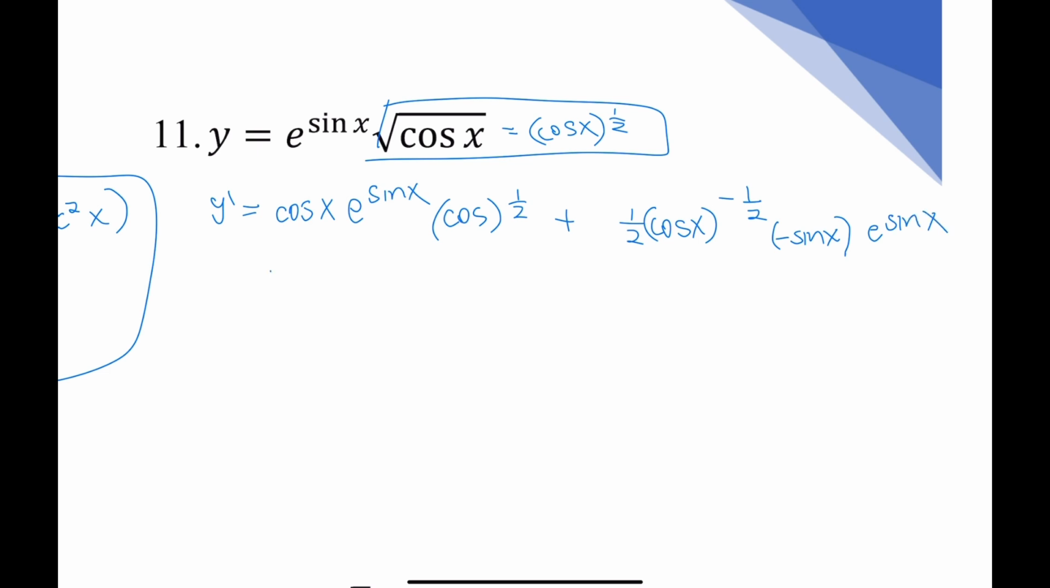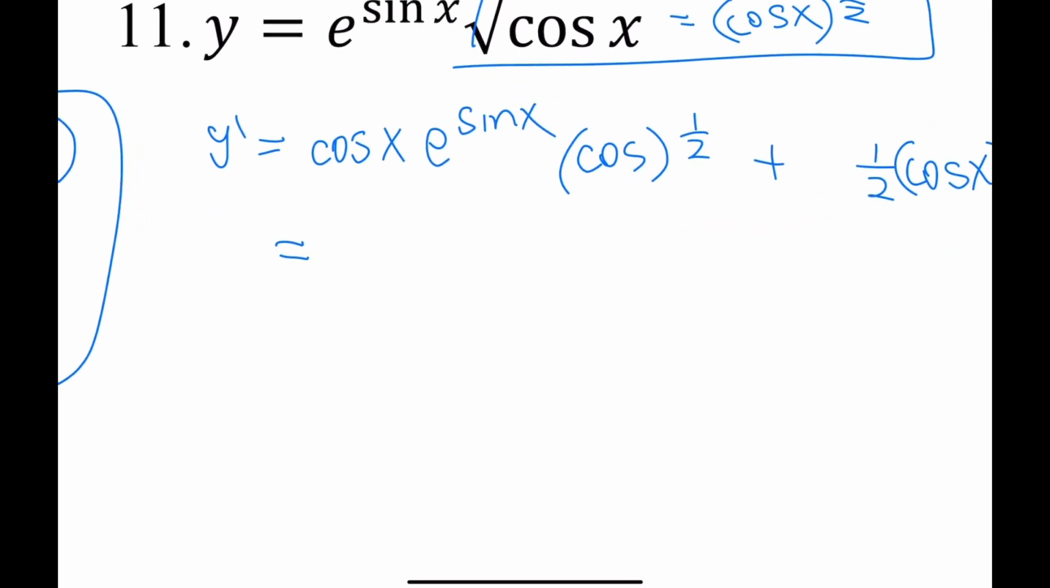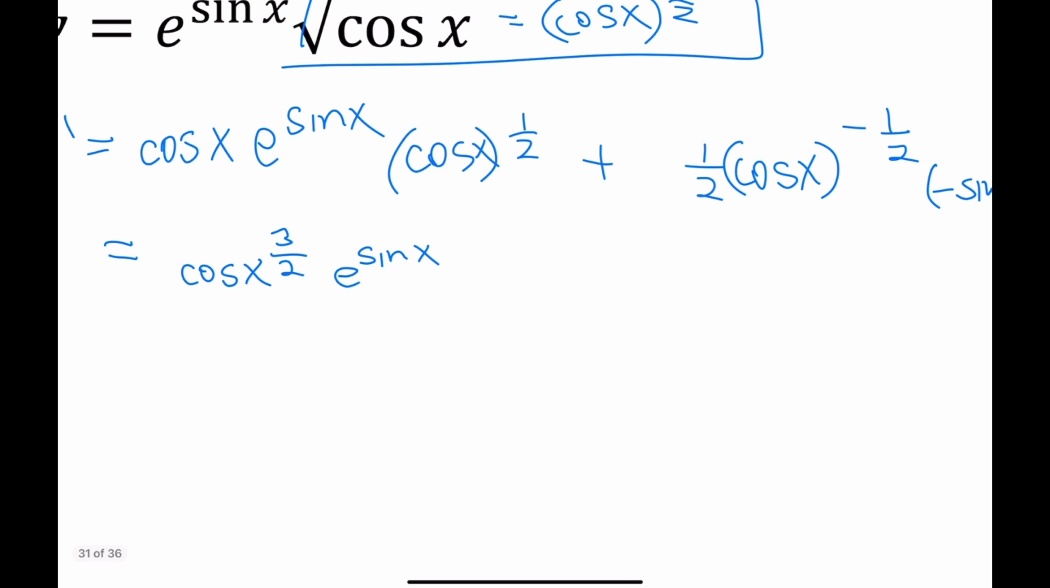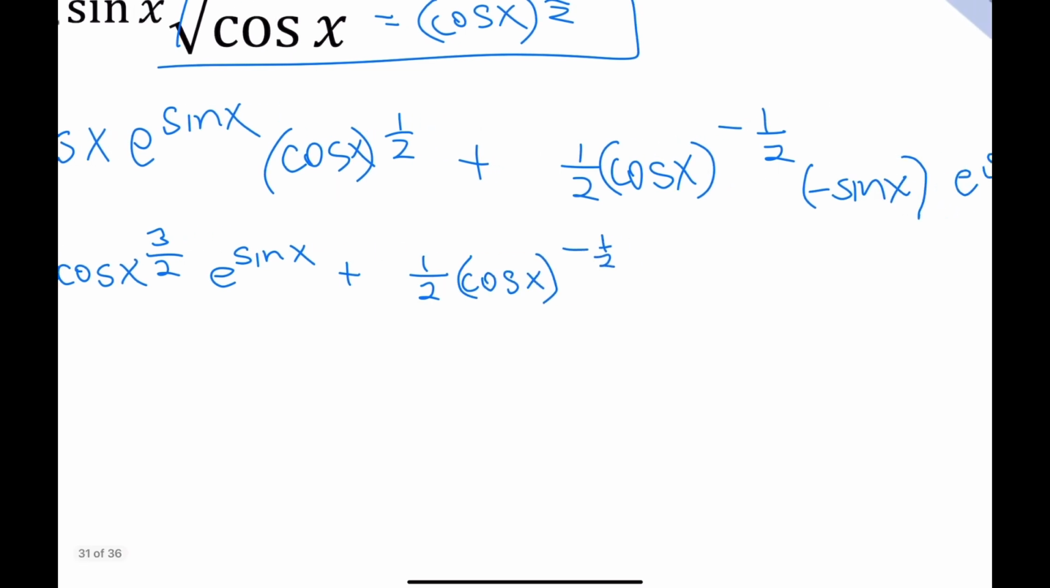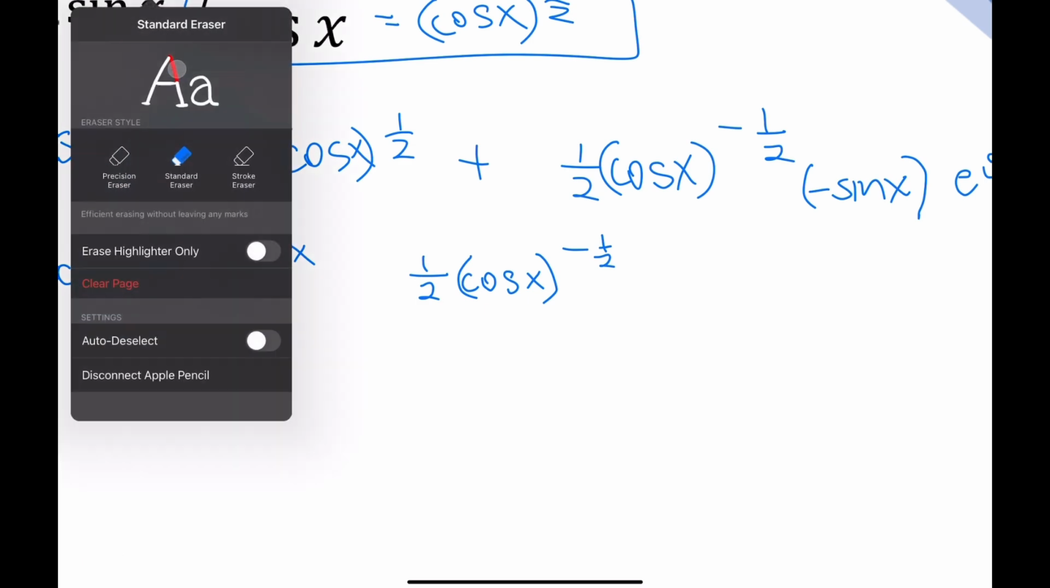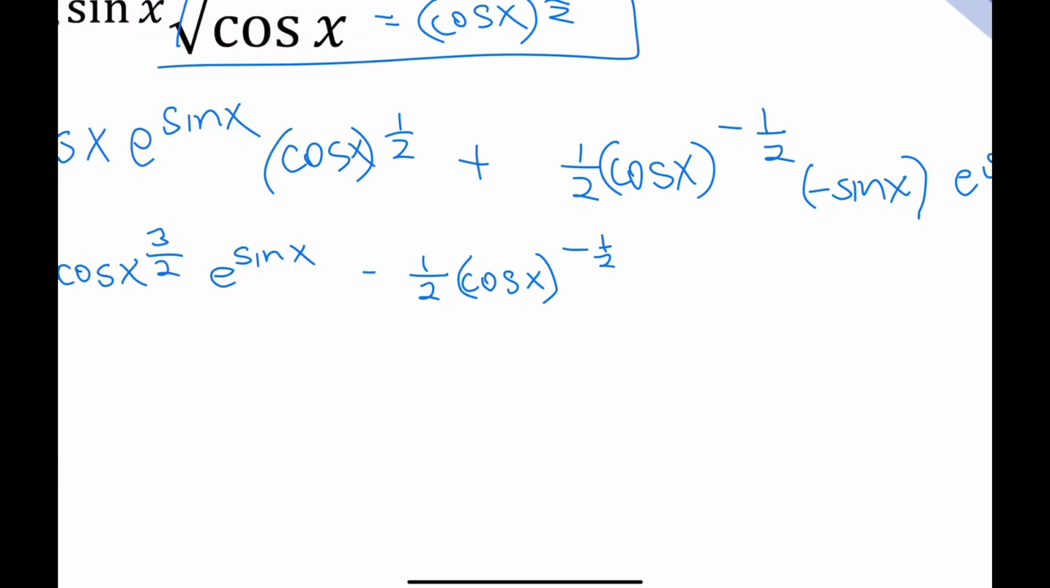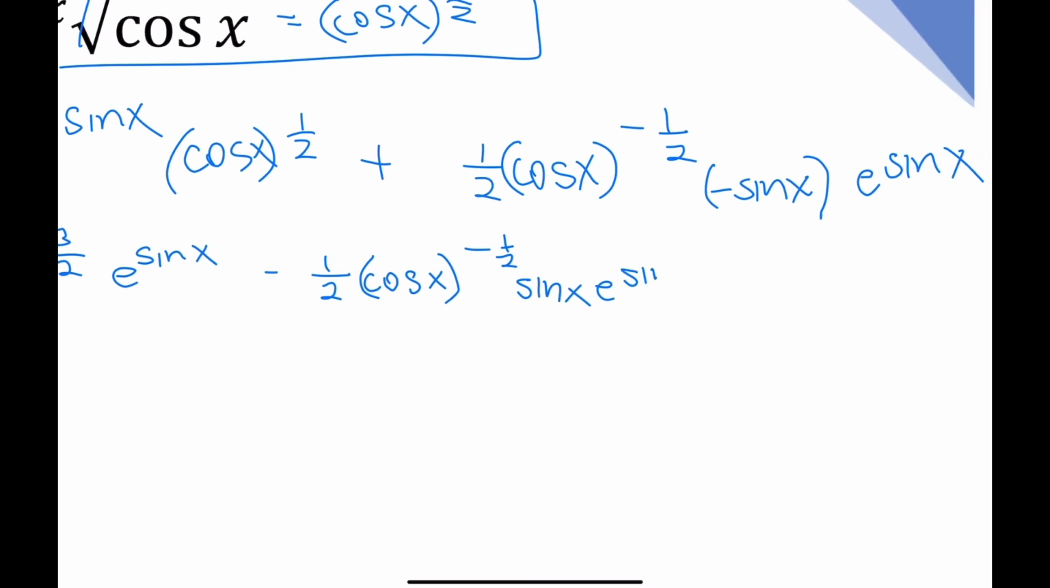Okay, so for this one, we can combine our like terms, which is cosine x. So cosine x to the power of 3 over 2 times e to the sine x, and then plus 1/2 cosine x to the power of negative 1/2. And since we have a negative sine x, we can just change the positive sign to the negative sign, and then sine x e to the sine x.